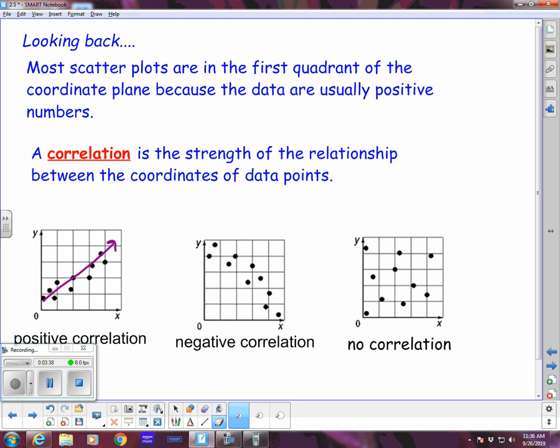The graph in the middle shows a negative correlation. From left to right, generally speaking, that graph is going down. So it has a negative correlation. And then the last one is no correlation because it's very random. In a positive correlation, both values rise together. In a negative correlation, one value goes up as the other one goes down.